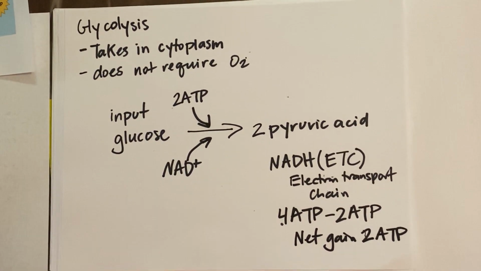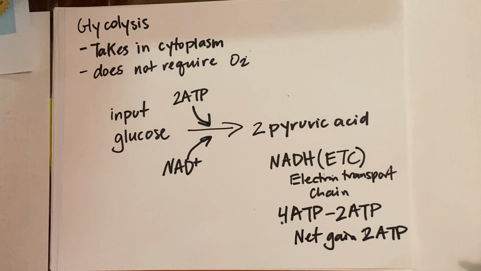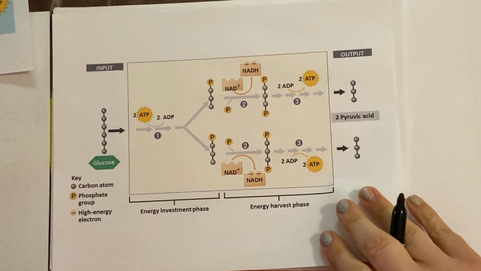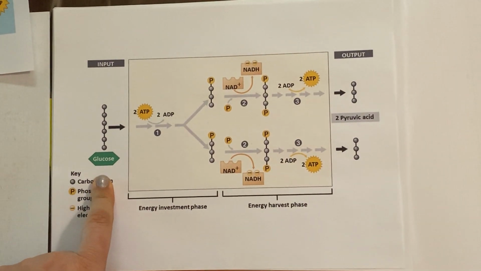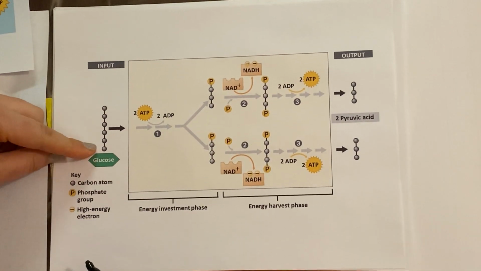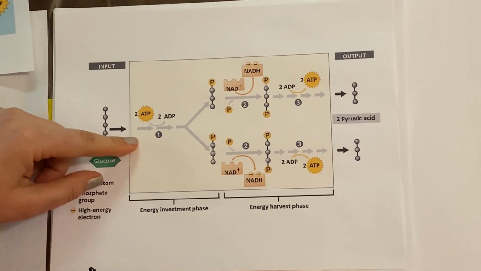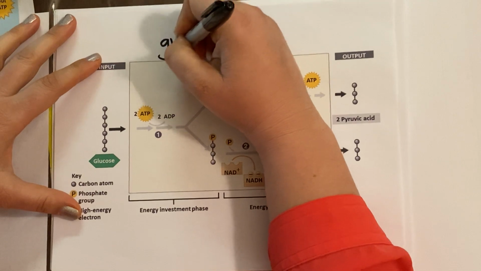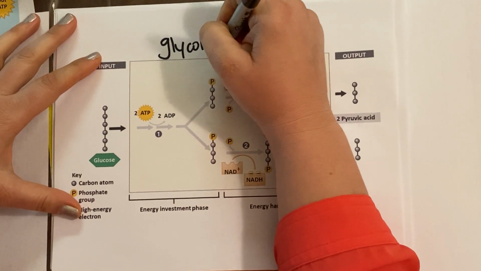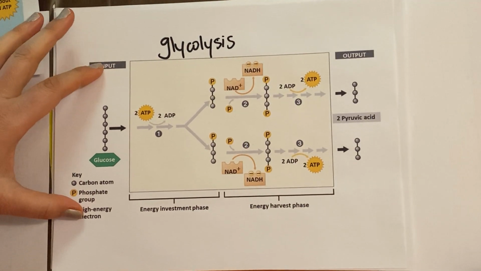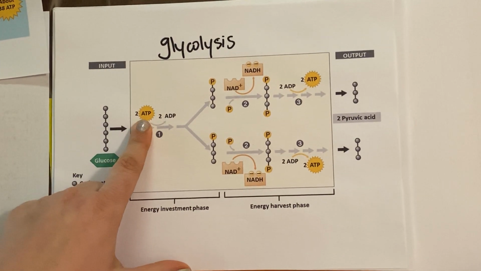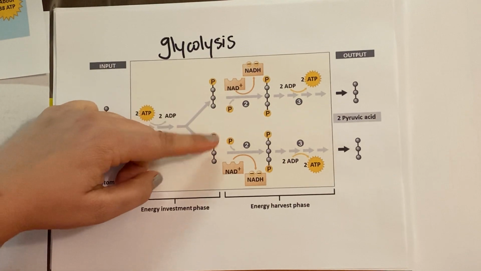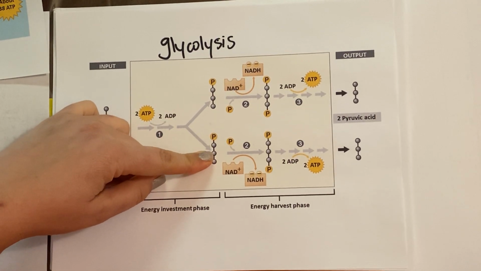Okay, so this is what happens in glycolysis, and I'm going to show you what this actually looks like. Here we have glucose. Glucose is a 6-carbon sugar. It's going to go into this process called glycolysis, so this whole thing is called glycolysis, and these images will be on the PowerPoint that I'm posting. It requires ATP. The first step is that we split the glucose molecule into 2 3-carbon structures.